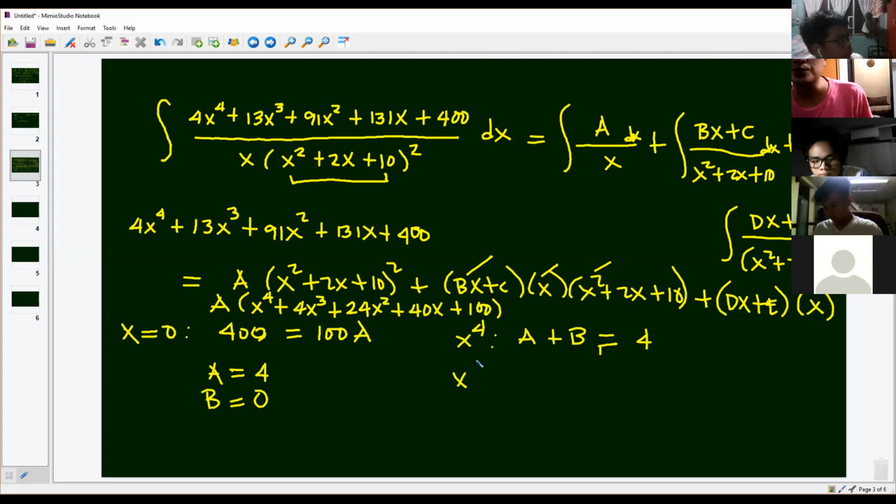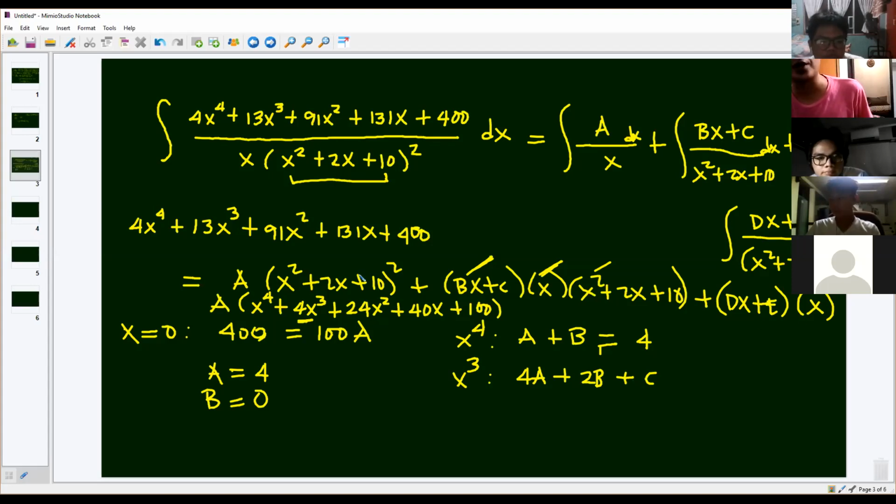Next term, x cubed. To inspect x cubed, you have an x cubed here, 4ax cubed. So that's 4a. Here, you will have an x cubed from bx, x, and 2x. That is 2bx cubed. So that's 2b. Are there any others? C, x, and x squared. Yes, so that's plus c. Are there any more? None. No more here.